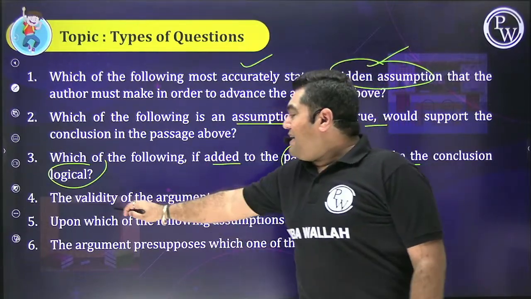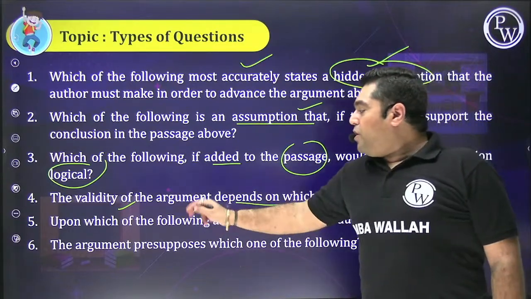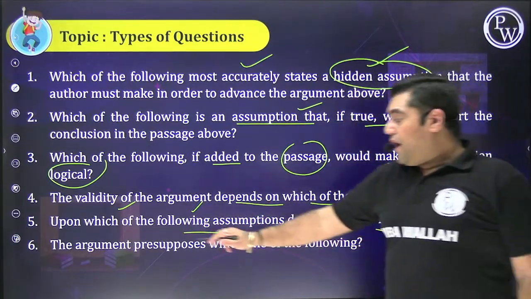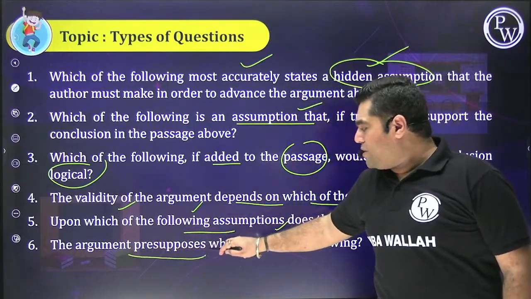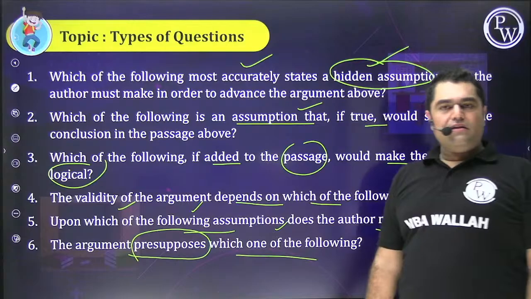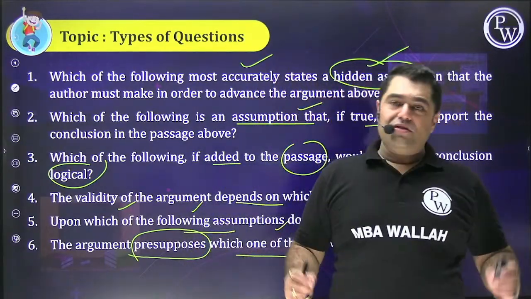Okay? The validity of the argument depends on which of the following. Upon which of the following assumptions does the author rely? The argument presupposes, dekh lo people, important. Okay? Which of the following? Clear? Okay? So all of these definitely keep in mind, all of them are assumption questions.